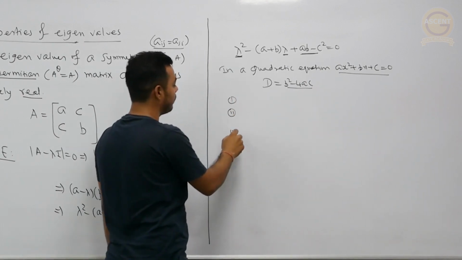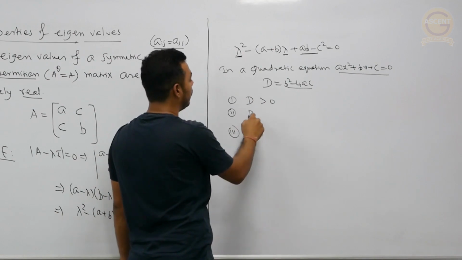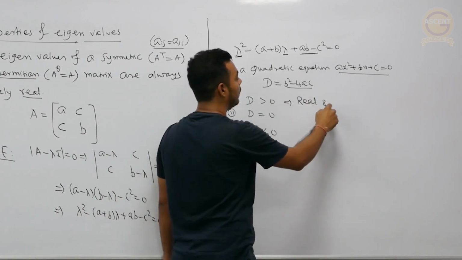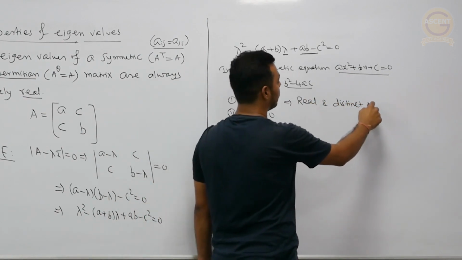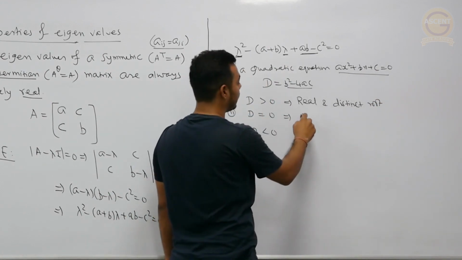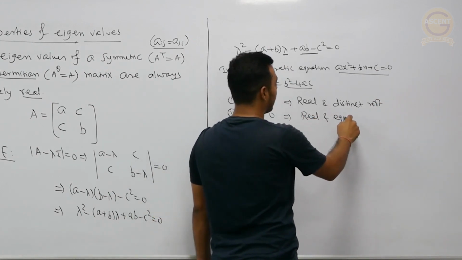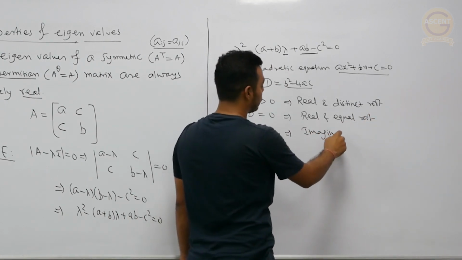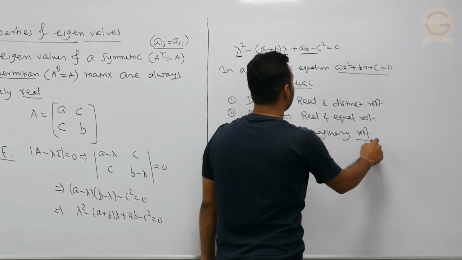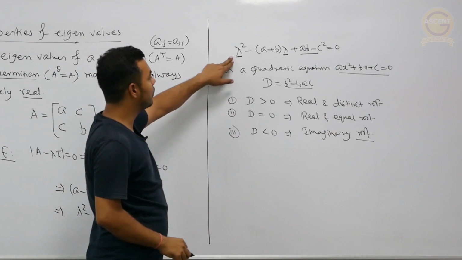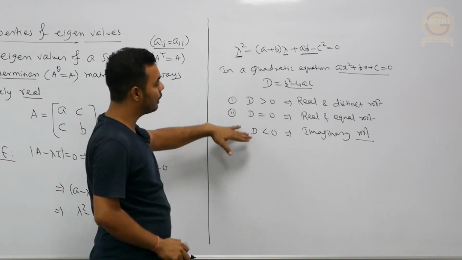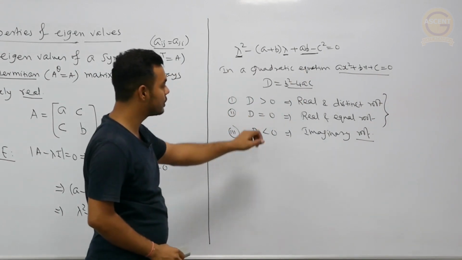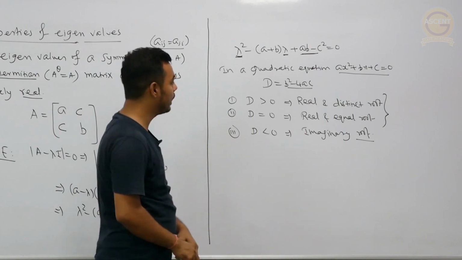Now there are three possibilities for discriminant. Either discriminant is positive, or it is 0, or negative. If discriminant is positive, this means real and distinct roots. If discriminant is 0, then you will get real and equal roots. And if the discriminant is negative, then you will get imaginary roots. So these concepts we already know from class 10. We want to find whether the roots of this quadratic equation are real or imaginary. In the first two cases you will get real roots, either the discriminant is positive or 0, and if the discriminant is negative, then you will get imaginary roots.